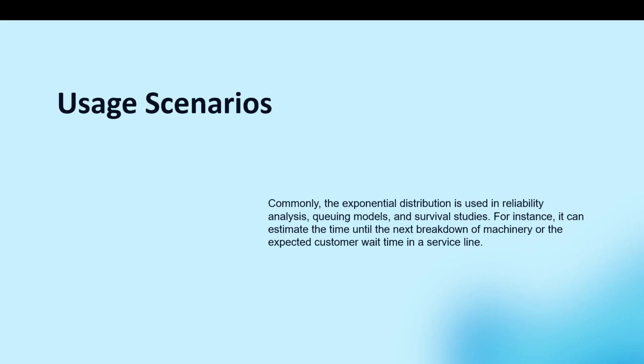Now, what are the usage scenarios in real life for exponential distribution? Well, engineers can use it for reliability analysis, which is for predicting equipment lifespan. Or we could use it for queuing models, such as estimating customer wait times. It is all about time-to-event problems.